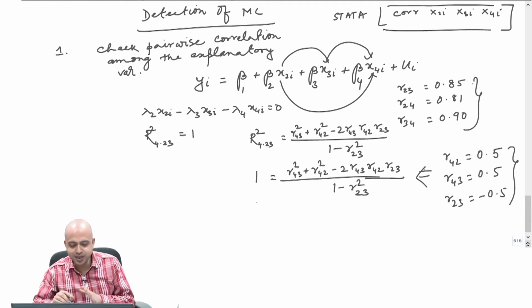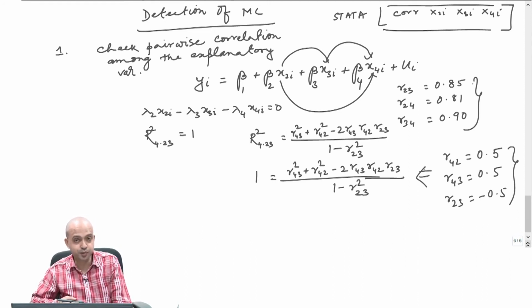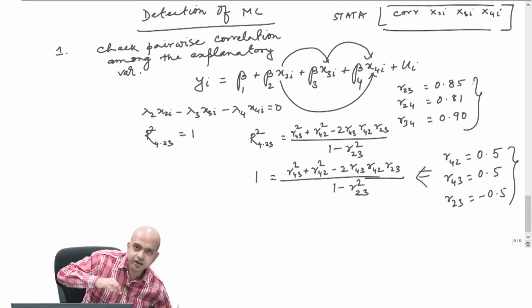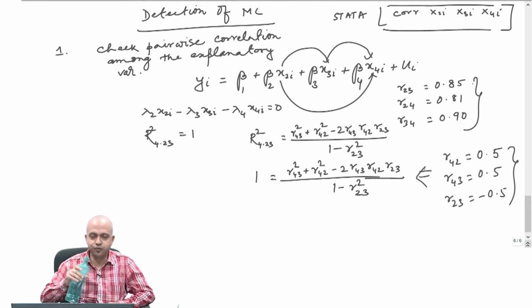That is why I said that low pairwise correlation does not always rule out the possibility of a multicollinearity problem. That is why this is not a very rigorous statistical measure, because from this relationship I see that when R square 4.23 is 1, you have a serious multicollinearity problem. The fourth explanatory variable is perfectly linearly dependent on 2 and 3. The second and third variables perfectly explain the fourth explanatory variable.